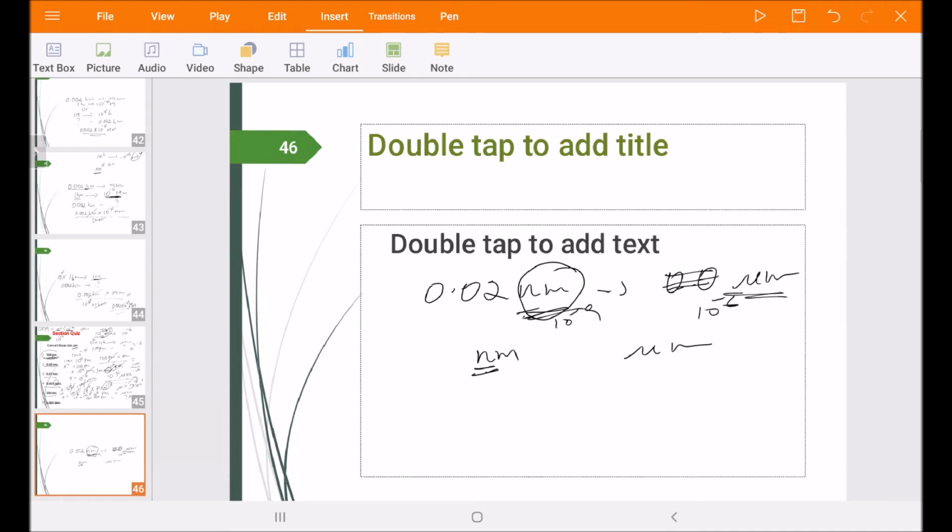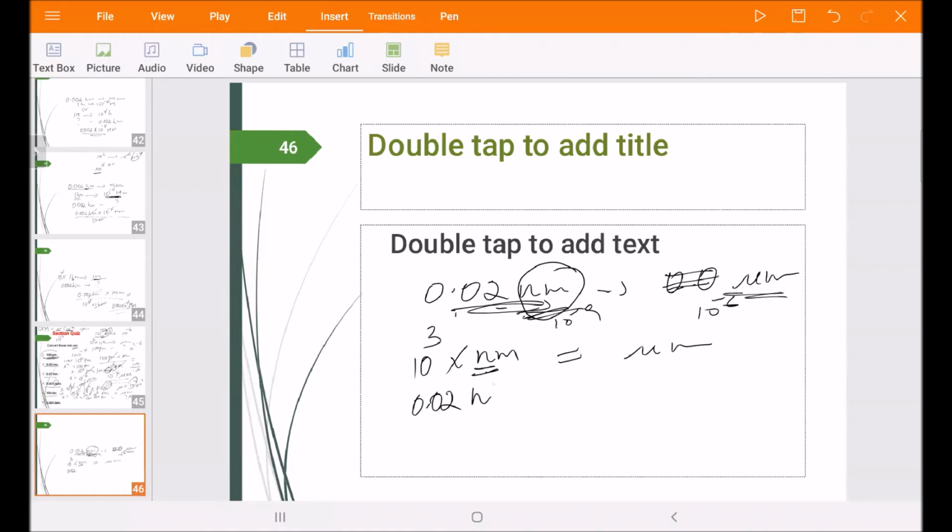So I want to equate the two. To equate them, I have to multiply this by 10 to the power of 3, or the other by 10 to the power of minus 3. So 10 to the power of 3 times nanometer is equal to 1 micrometer. Now we are asked to convert this into micrometer, right?